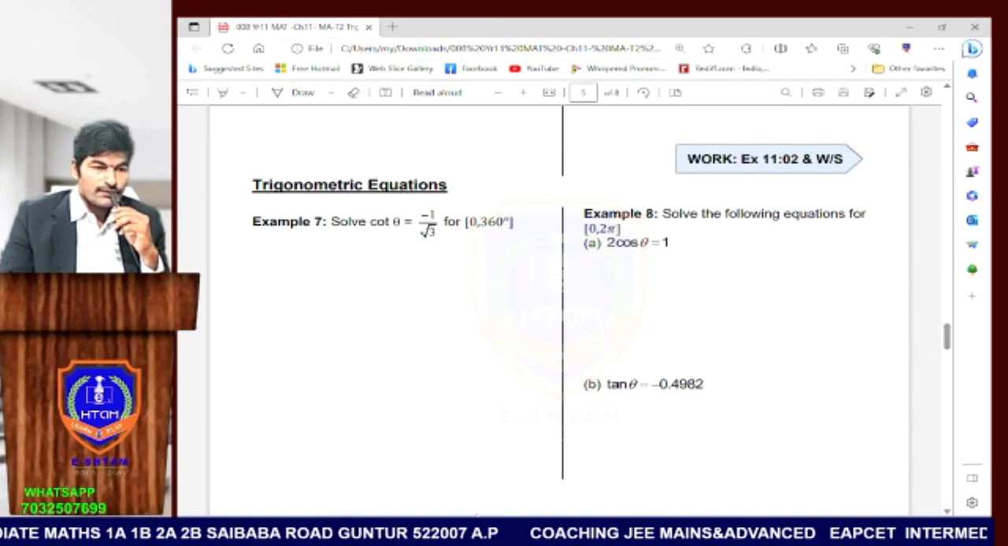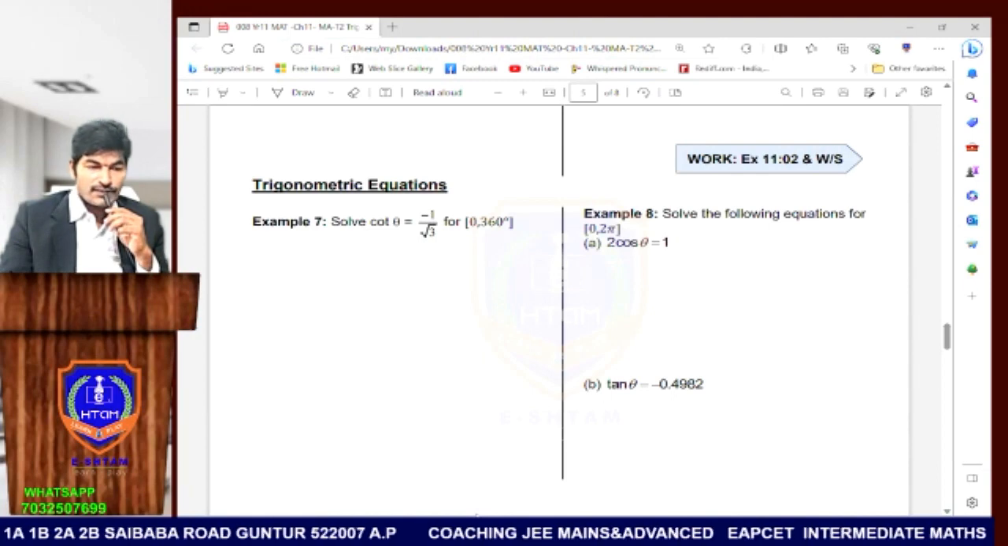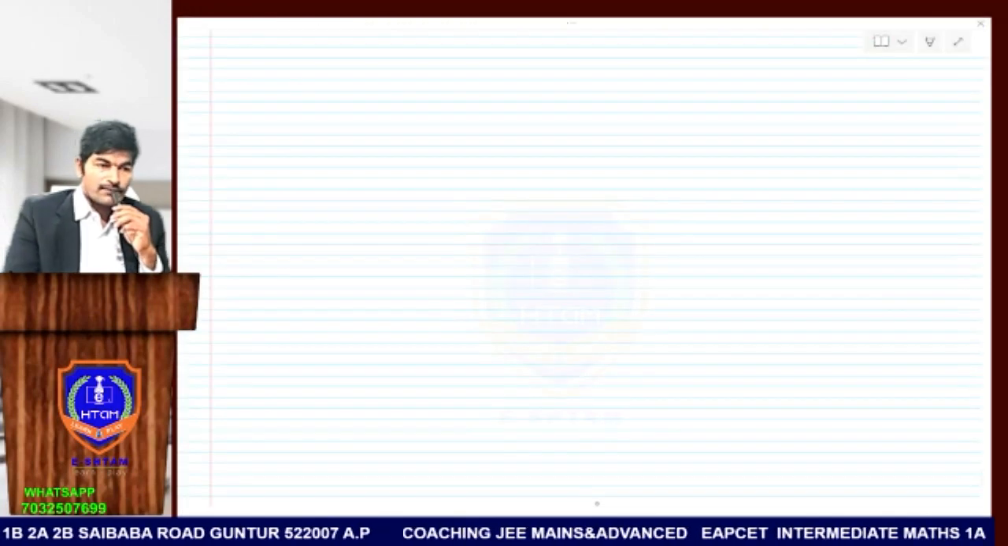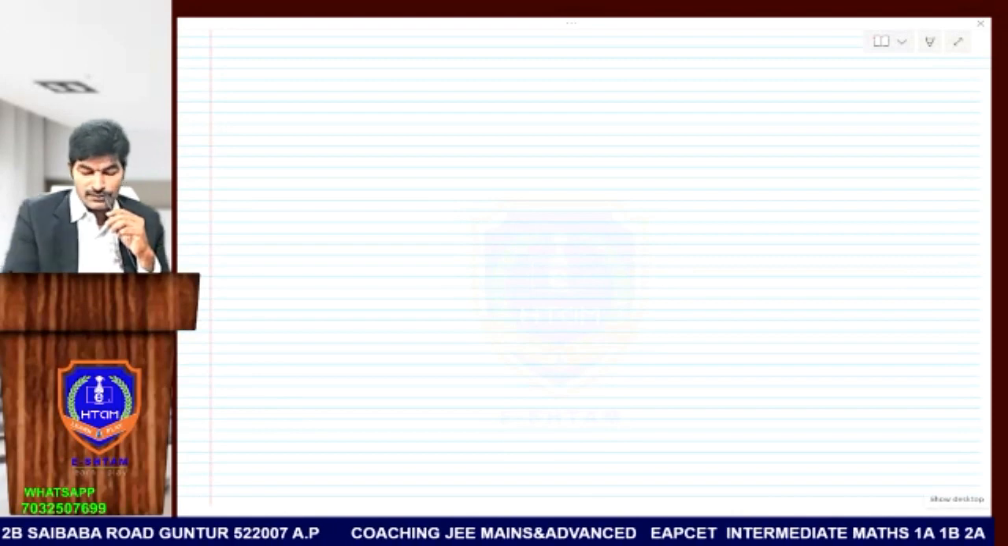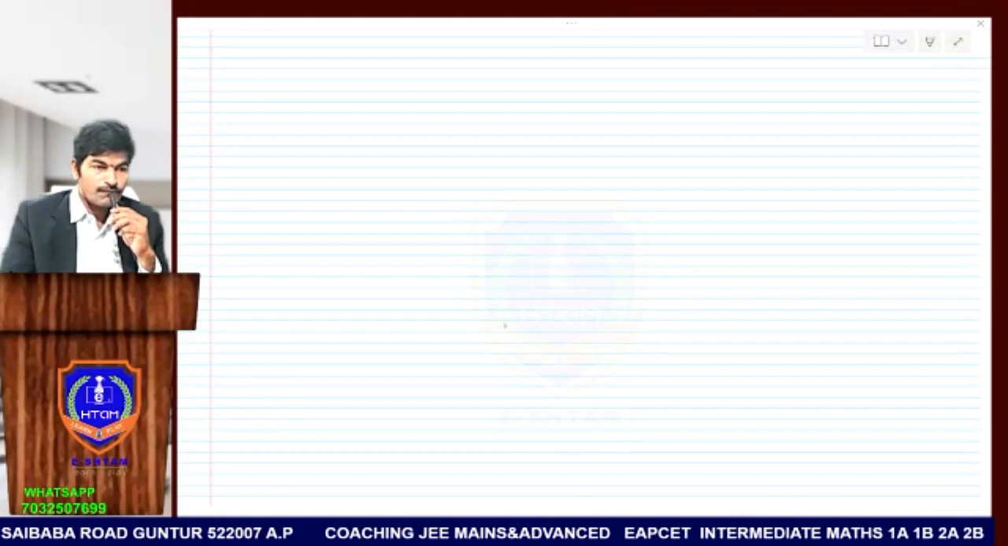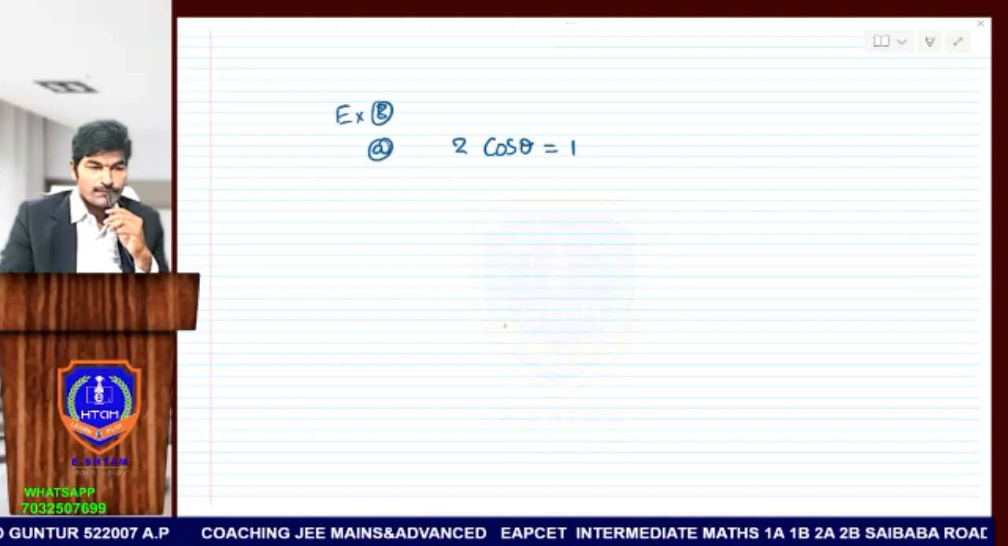Solve the following equations in the interval 0 to 2 pi. The equations are given. The first one is 2 cos theta equal to 1. So first we will write 2 cos theta equal to 1. Example 8, question number A.